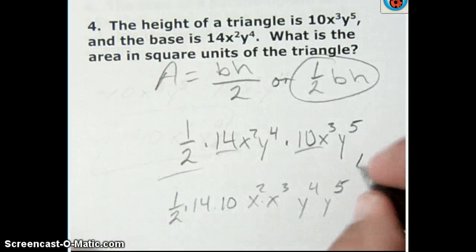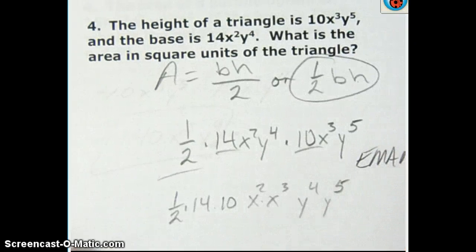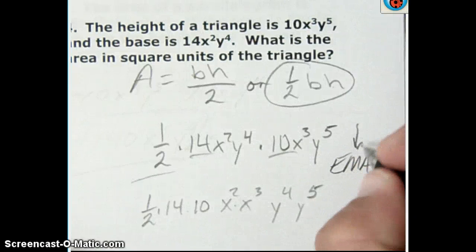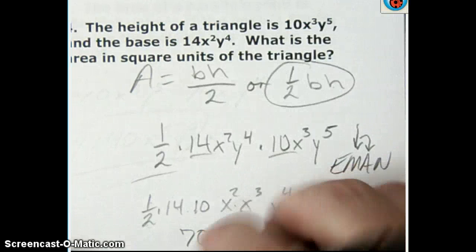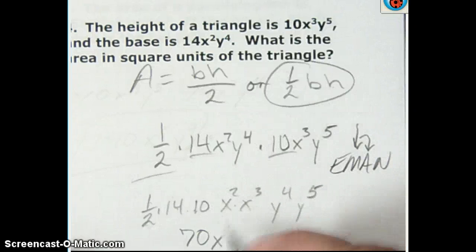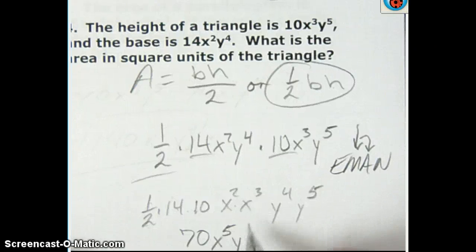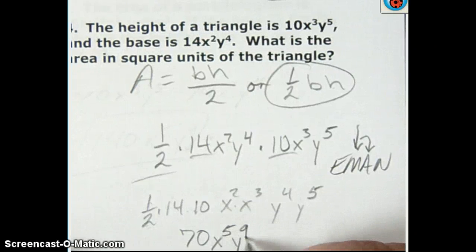This is the multiply rule. So E-man says if I'm at the multiply rule, the next letter is A, so that's what I do with my exponents: add. But my coefficients, we just multiply them out. 1/2 times 14 is 7. 7 times 10 makes 70. And then here I have x squared times x cubed, which is really x to the 2 plus 3, which is a 5. And then y to the 4th times y to the 5th is y to the 4 plus 5, which is 9. And that's going to be my answer.